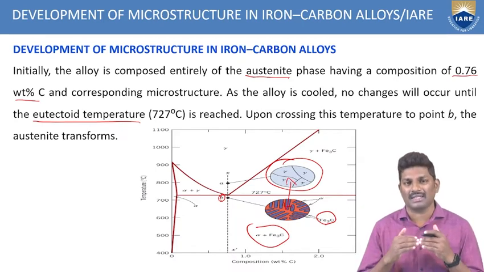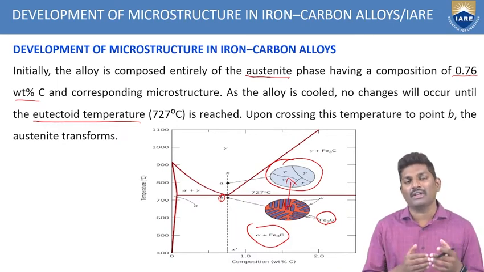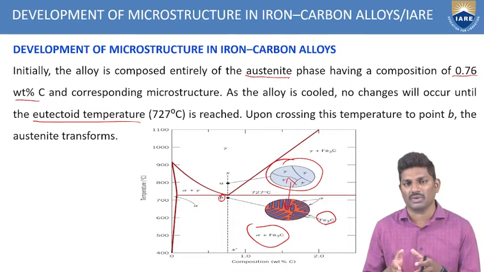After crossing that eutectic temperature, that is 727 degrees centigrade, whatever austenite is there above that eutectic temperature is slowly transforming after crossing it. That is very, very important, so that we have shown in this phase diagram. How is the development?